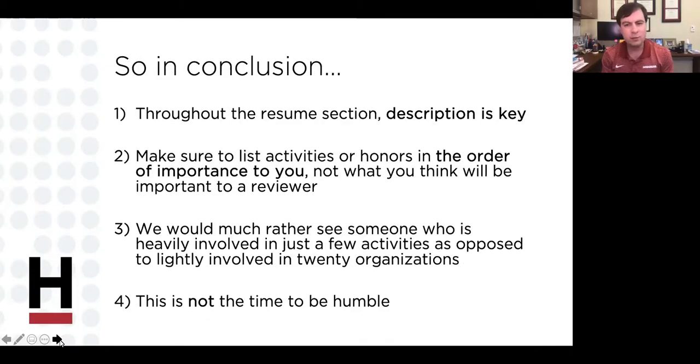So in conclusion, throughout the resume section, description is key. You need to be describing these activities and these awards and honors. Make sure to list activities or honors in the order of importance to you, not what you think will be important to the reviewer. We would much rather see someone who is heavily involved in just a few activities as opposed to lightly involved in 20 organizations. Remember that. That's why, going back to that first tip, description is key.